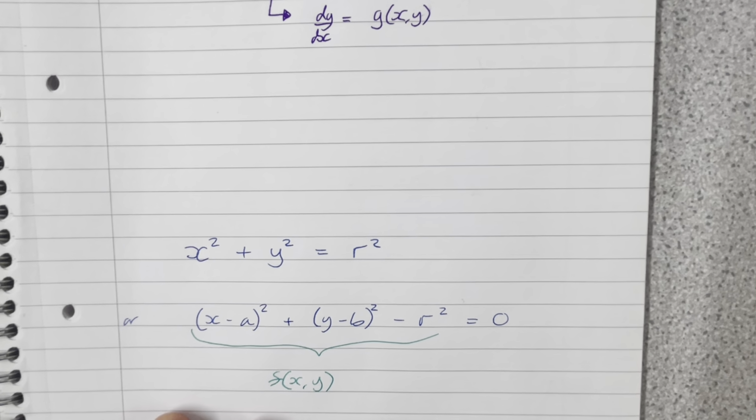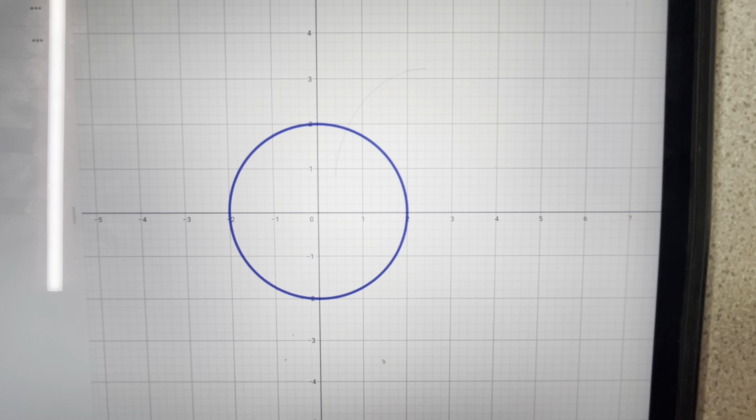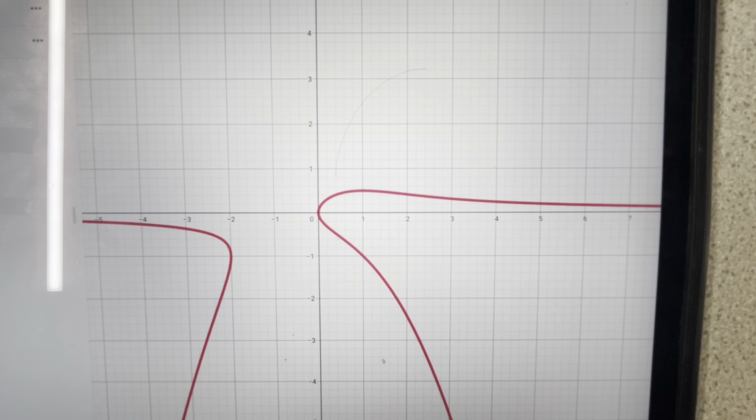All right, so what do some of these graphs look like? Well, we know what the circle looks like. Here we go, there's one circle for you, and this is a circle of radius 2. But with implicit curves, we can get some kind of wacky functions coming out. So we might have something that looks like this.